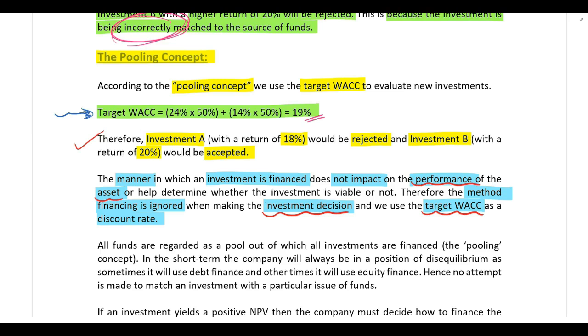After we've made the investment decision, so let's say we've now decided our asset has a positive NPV, so we are going to invest. After you have made the investment decision, you then decide how you are going to finance the asset. But the financing does not impact on your investment decision. The financing decision is a completely separate decision, and we deal with the financing decision in a completely separate lecture.